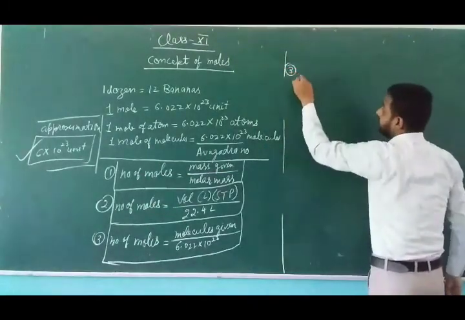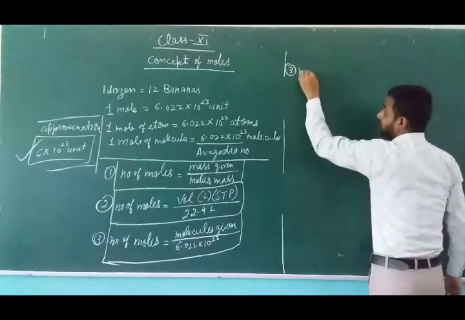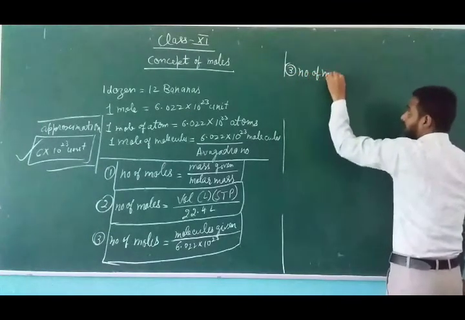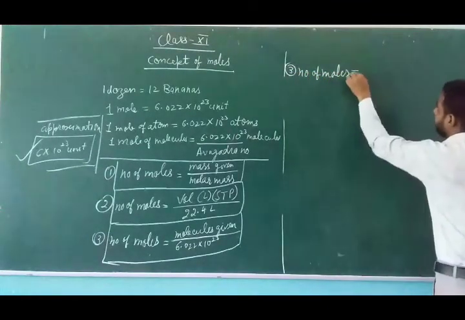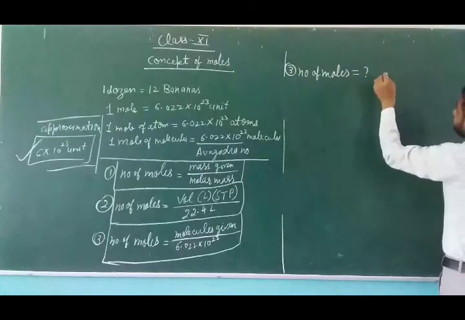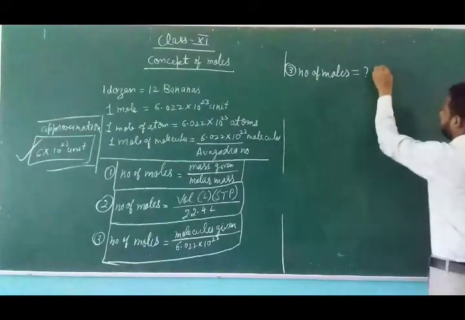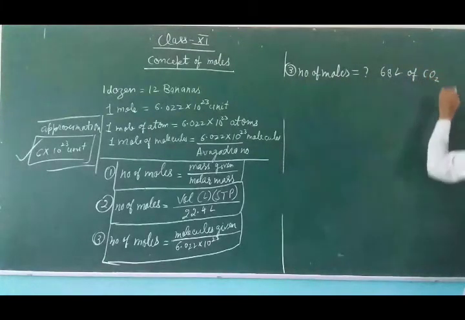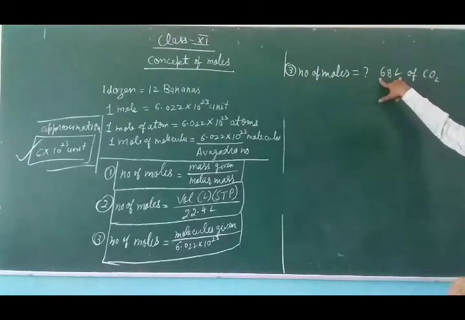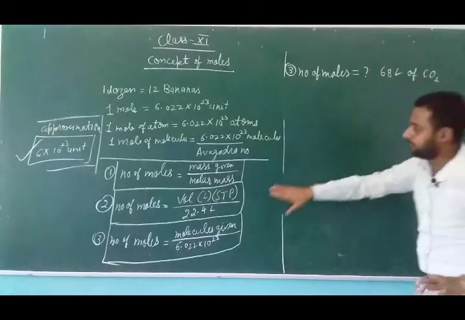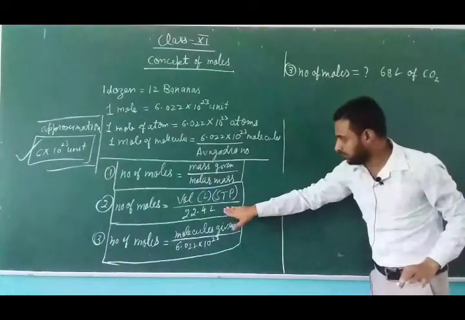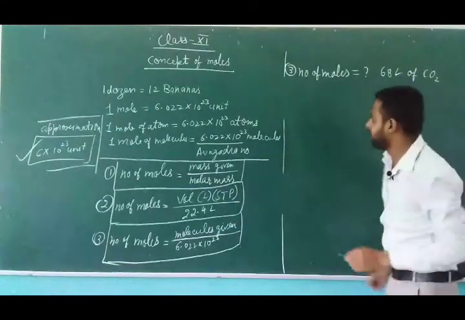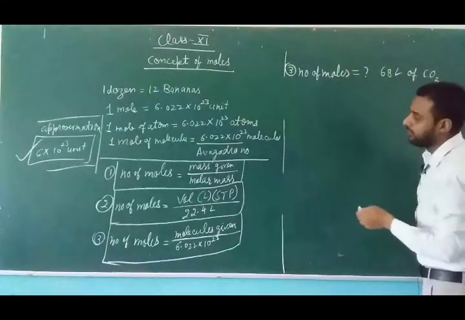Next question is, find out the number of moles present in 68 liter of CO2. Now here volume is given, not mass. Since volume is given, we use formula number 2. So we can find out the number of moles by this formula.